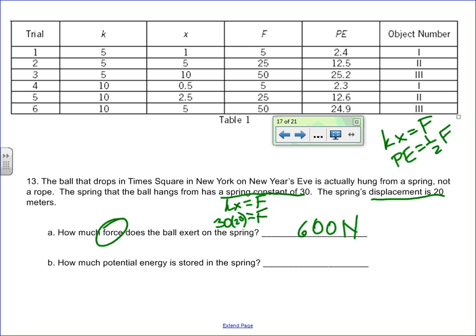How much potential energy is stored in the spring? We're looking for potential energy. We know that PE equals 1/2 F. So PE equals 1/2, and what's our F? 600. We just found it here, plug it back in, and we get 300 joules.